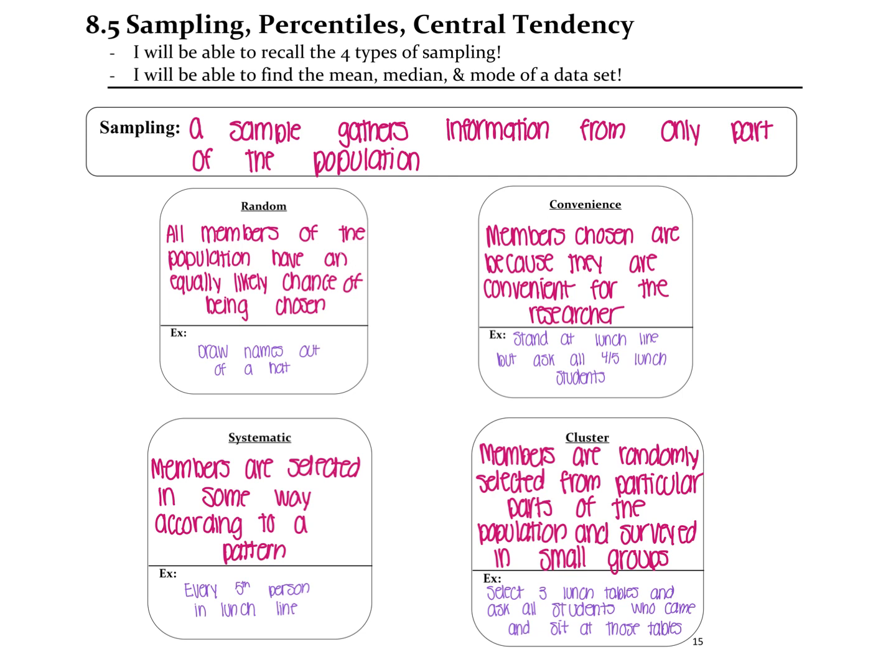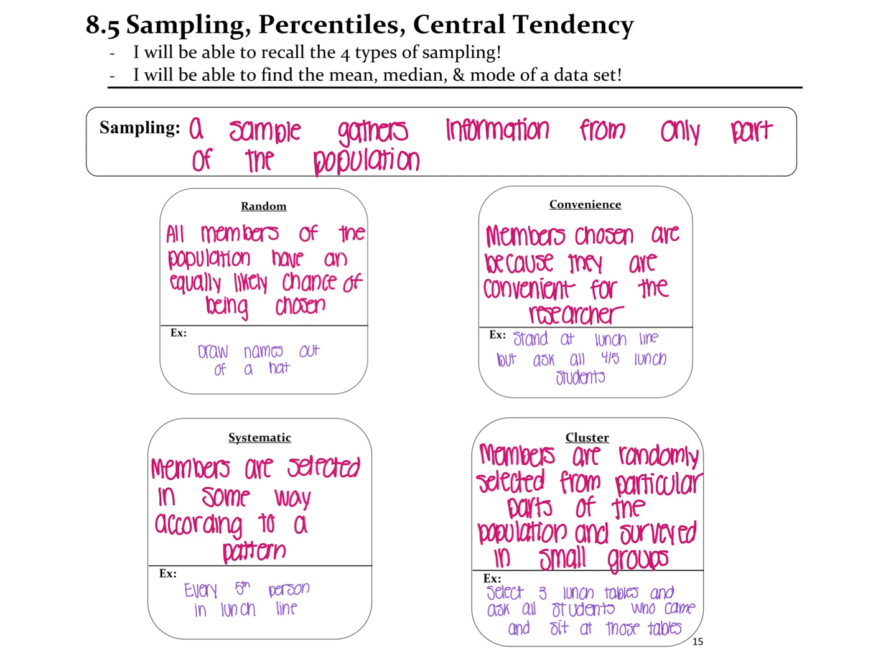Systematic is that members are selected in some way according to a pattern. So for example, you're still at lunch line and you ask every 5th table. This is a little bit more random than the convenience is because you have a system, but still not necessarily completely random.